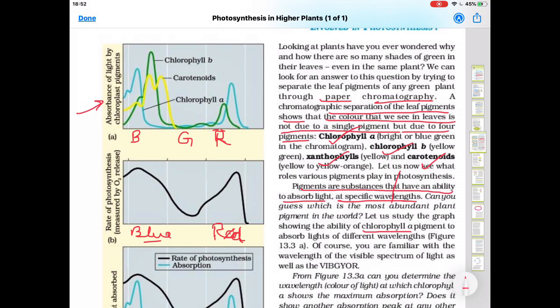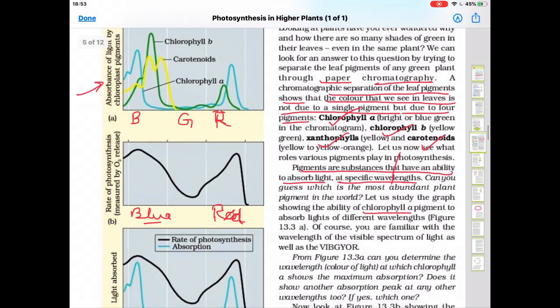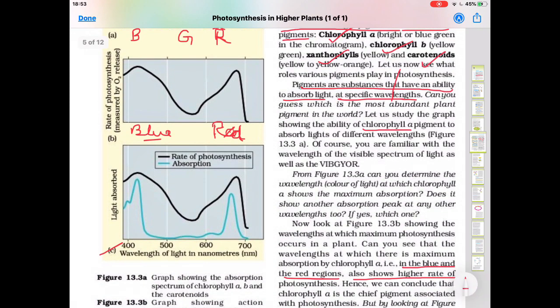In the C graph, light absorbed and the rate of photosynthesis are both shown. So where the rate of absorption is high, the rate of photosynthesis is also high in that region. This shows that in the blue region and in the red region the peaks are there. The pigments absorb blue light and the red spectrum of the light. And in the middle, where the graph is at the down level, this is the green region.